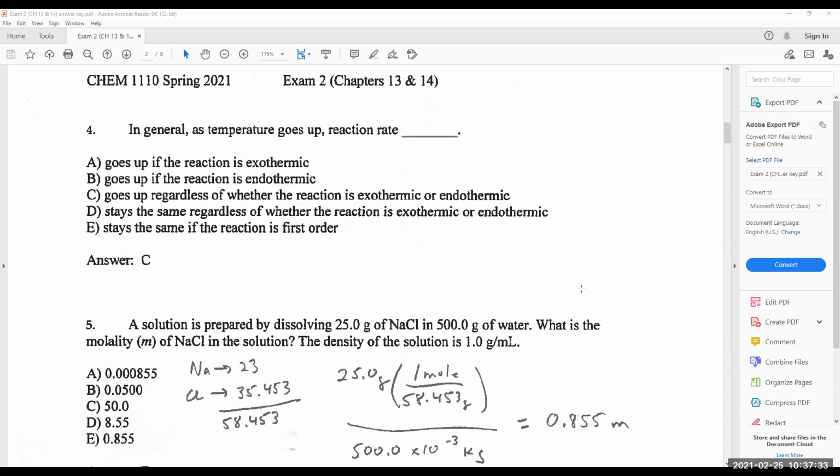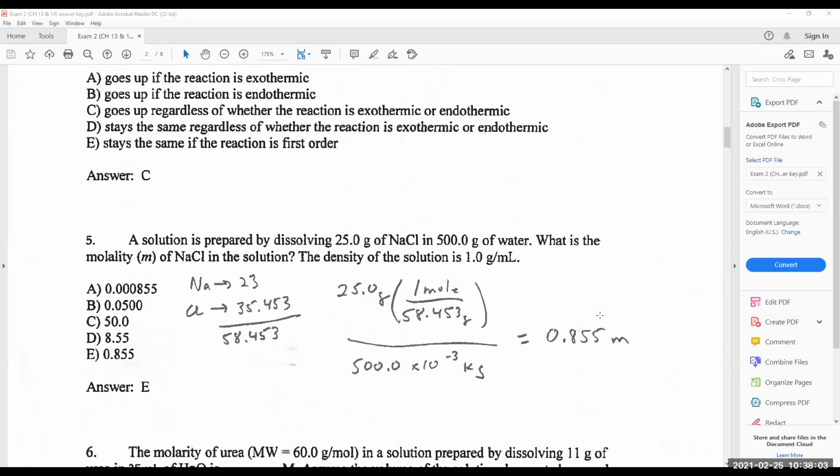Number 4, in general, as temperatures go up, reaction rates go up, and it doesn't matter whether it's exothermic or endothermic. Remember, we talked about temperature effects: it speeds things up, kind of makes the molecules move around more. So you increase that chance of a collision occurring. So it doesn't matter if the reaction's endo or exo, you just increase the odds of the collision.